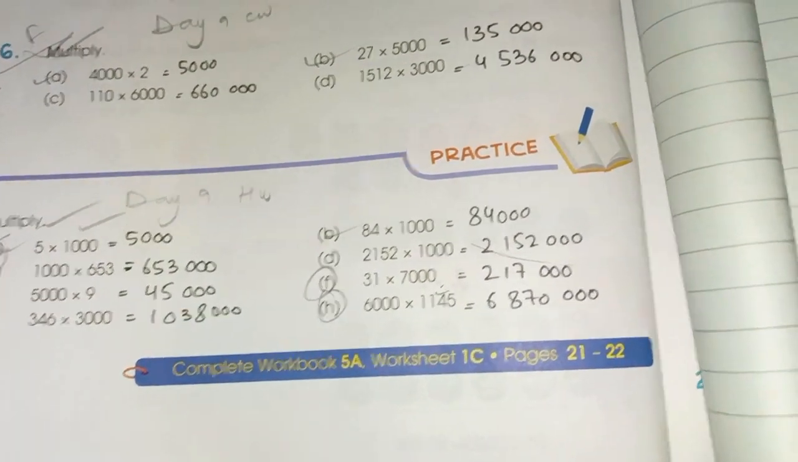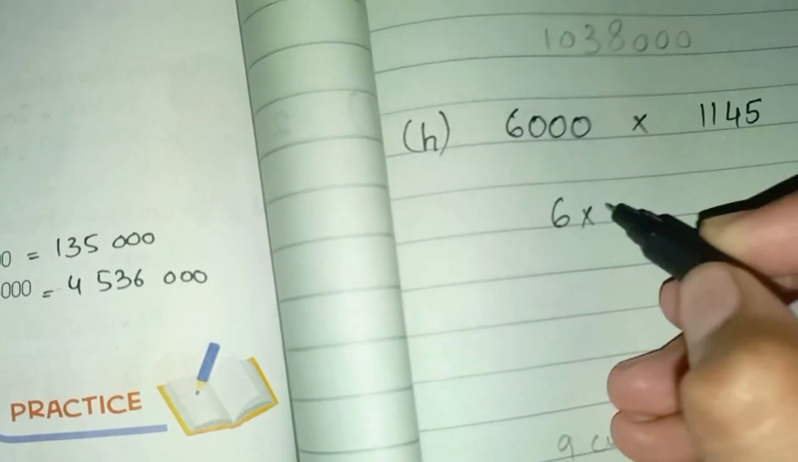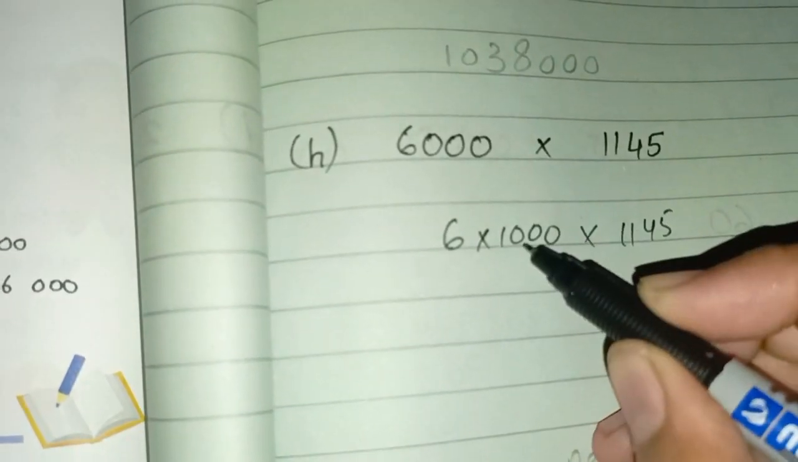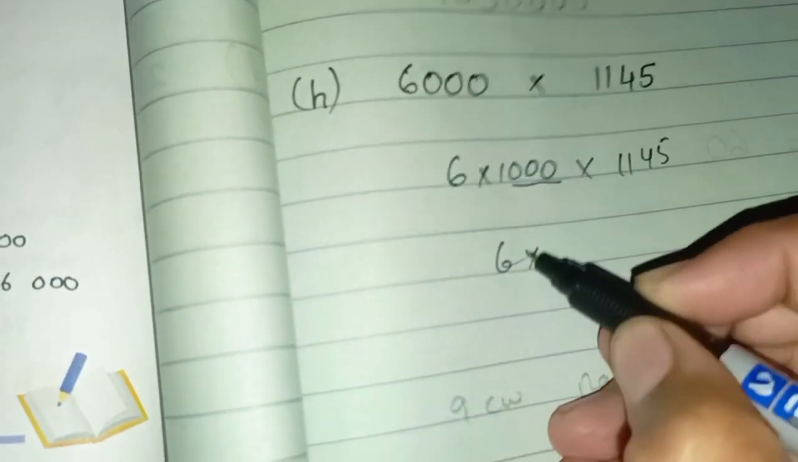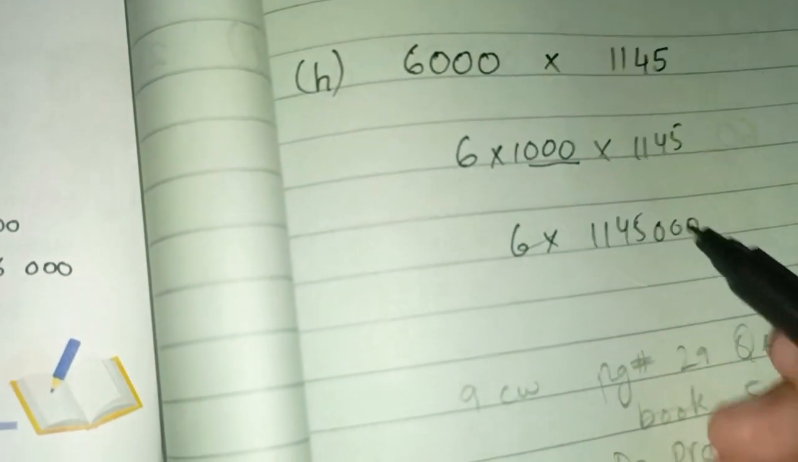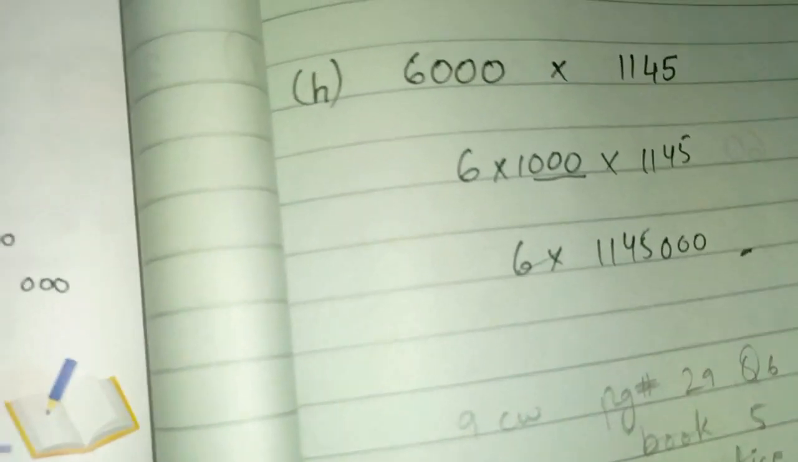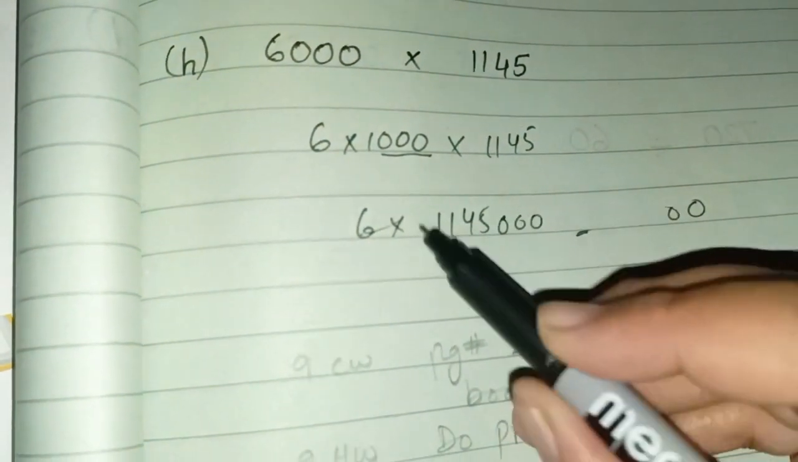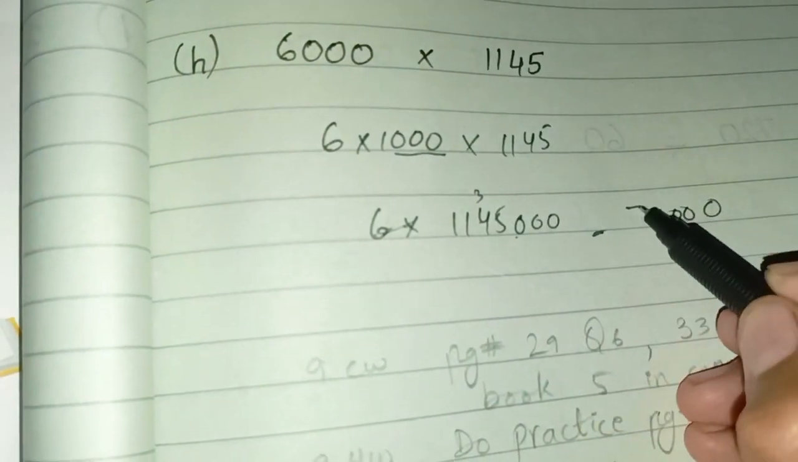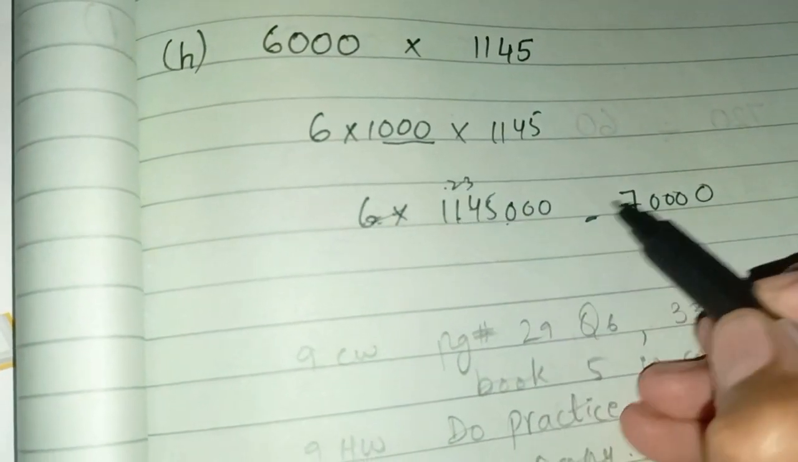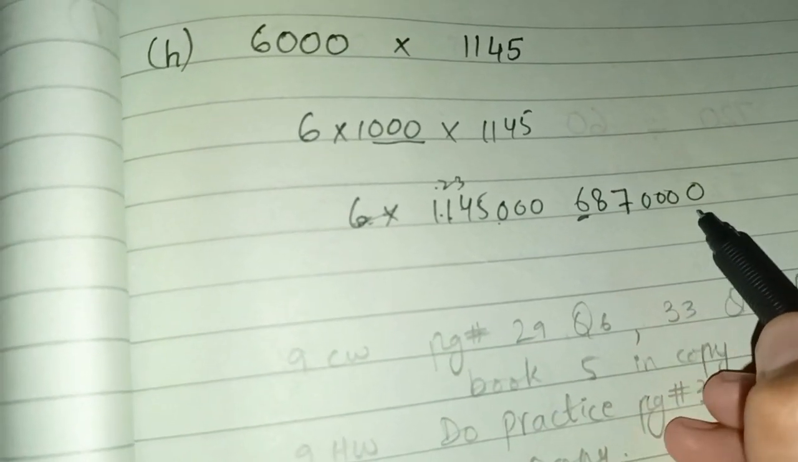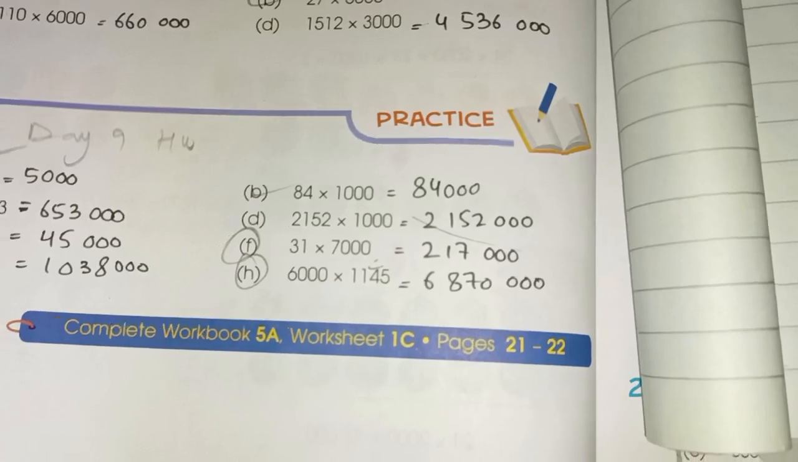Let's solve this question in the copy. Here we have 6000 and then 1145. Adding 3 zeros to the number 1145, adding 3 zeros: 1, 2, 3. Now we have to multiply 600. 6 fives are 30. 6 fours are 24, 27. 6 ones are 6, 7, 8. 6 ones are 6. So the answer is 687,000.